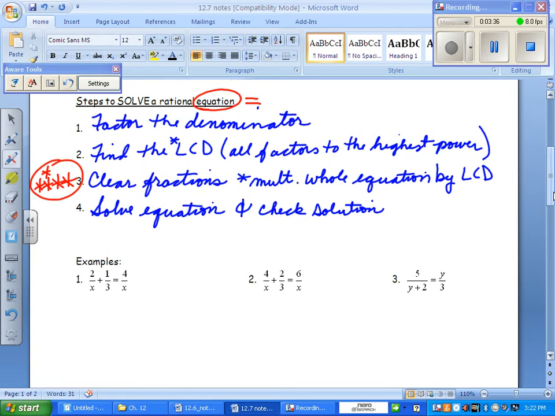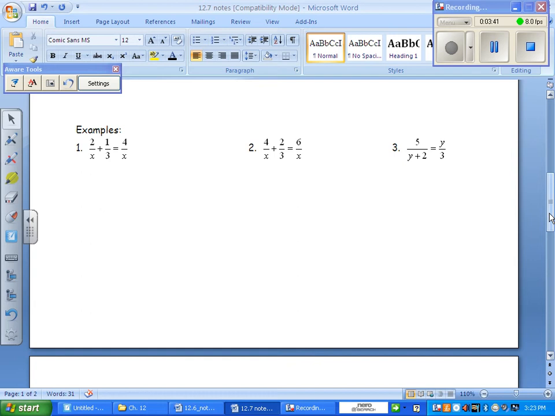Okay, so that is the difference between section 12.6 and 12.7. You don't like this equation number 1, 2, 3, or whichever. It's because you have fractions. So you're going to clear the fraction. First step is to factor your denominator, and in number 1 there's nothing to factor. So we're moving on to step number 2. The least common denominator. If you look at all of your denominators, the smallest expression that they can multiply into is 3x. So on step number 3, you're going to multiply the whole equation by the least common denominator. That means you're going to clear fractions.